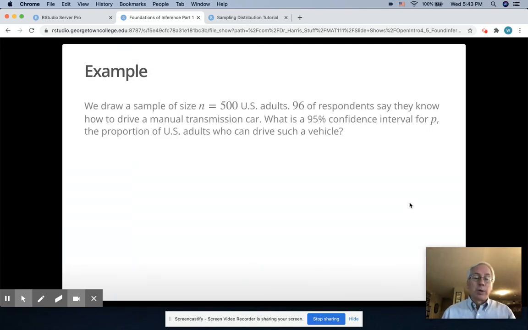So let's work some examples. We're going to be working with this manual transmission example some more. We take a random sample of size 500. 96 of them say they can drive a manual transmission car. Let's construct a 95% confidence interval for p. p stands for the proportion of U.S. adults who can drive such a vehicle.